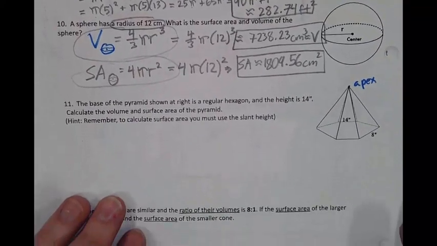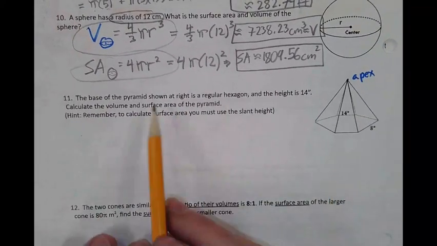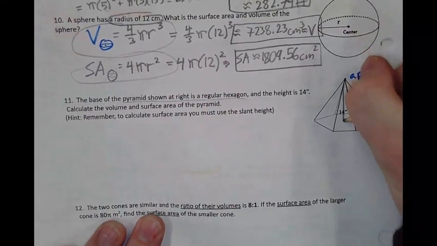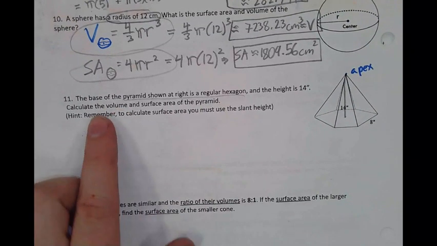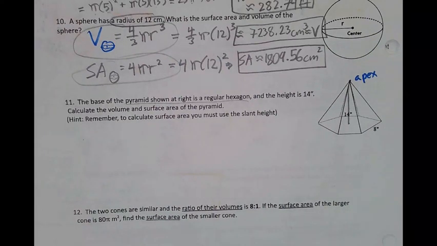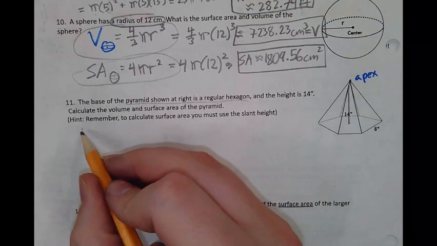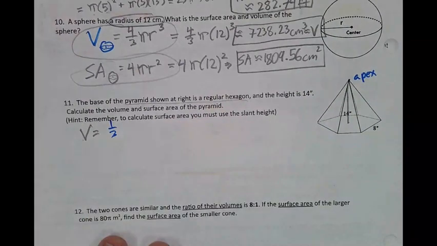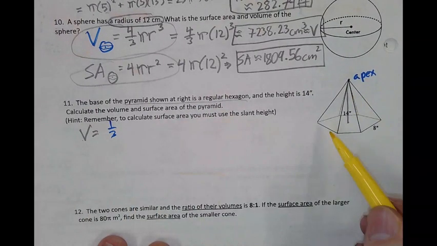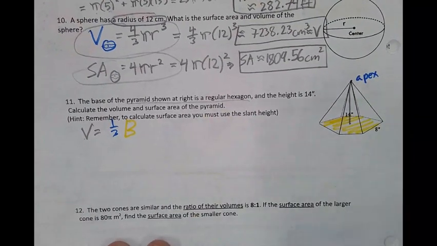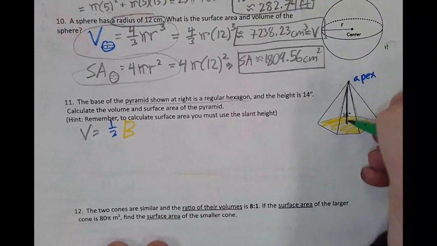Okay, the next one is number 11. The base of the pyramid shown at right is a regular hexagon and the height is 14. The height goes down to the center, inches. Calculate the volume and surface area of the pyramid. So for number 11, the volume is going to be, remember, if it's got an apex, 1/3 the area of the base times the height, the vertical height.